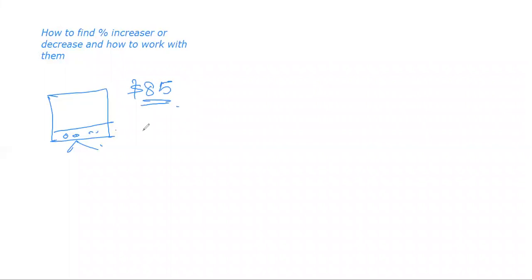$85. Now the shopkeeper says that on this 14th August sale, we have decreased the price by 14% for all our customers. Right? Now this is the price decrease. Now the question might say, find the final price of the TV. Find final discounted price of TV.